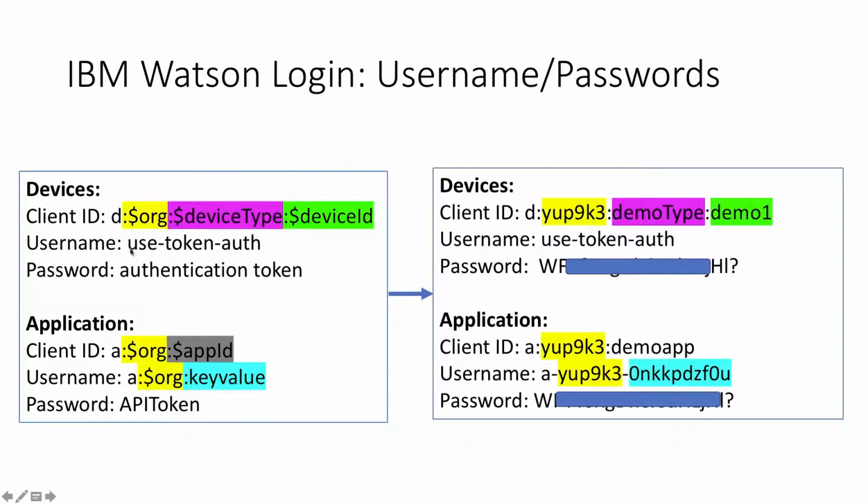The thing to note here is that the username is the literal string use-token-auth, and your password is the authentication token that was generated once on IBM Bluemix. If you lose it, you'll have to regenerate the device. The application side follows the same pattern. It's a little different: you have the same org ID, but you have an app ID. What's interesting about the app ID is it could be anything. You just need a unique value there, because this is what's actually used for the encoding of the MQTT traffic.